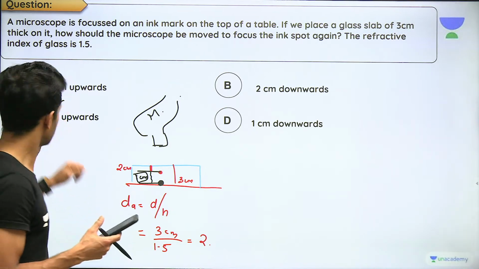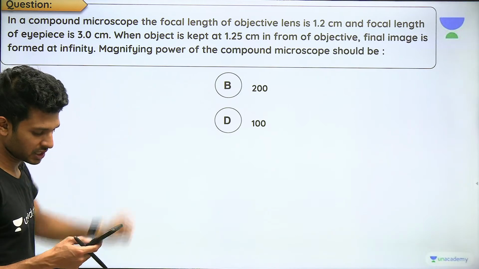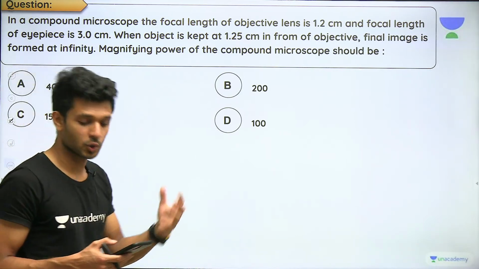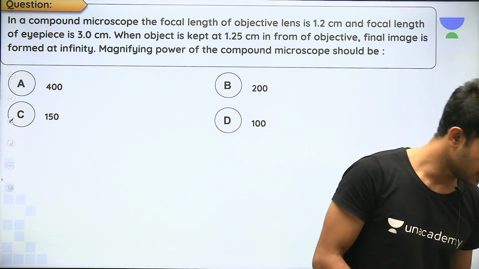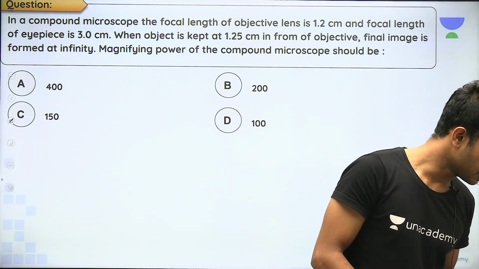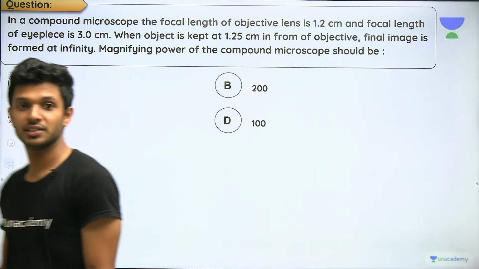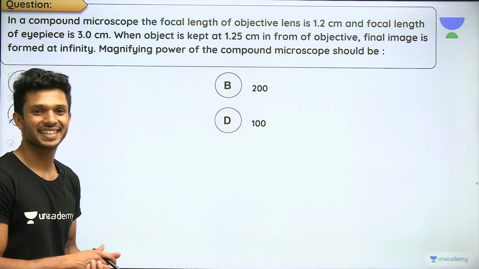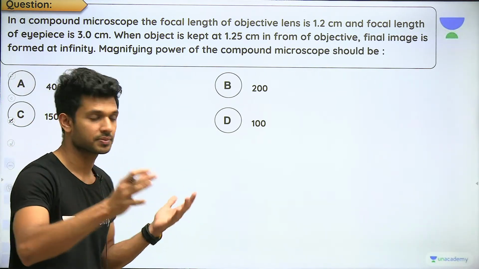Any doubts? Does anyone have any doubts? Okay, we'll do this very last question from the microscope and then we'll start with the telescope. Shall we begin? Very good Shivaji. Shivaji Chaudhary, 1 centimeter. Okay, see. Next question, everyone. Very last question from the part of microscope, then we'll start with the telescope.